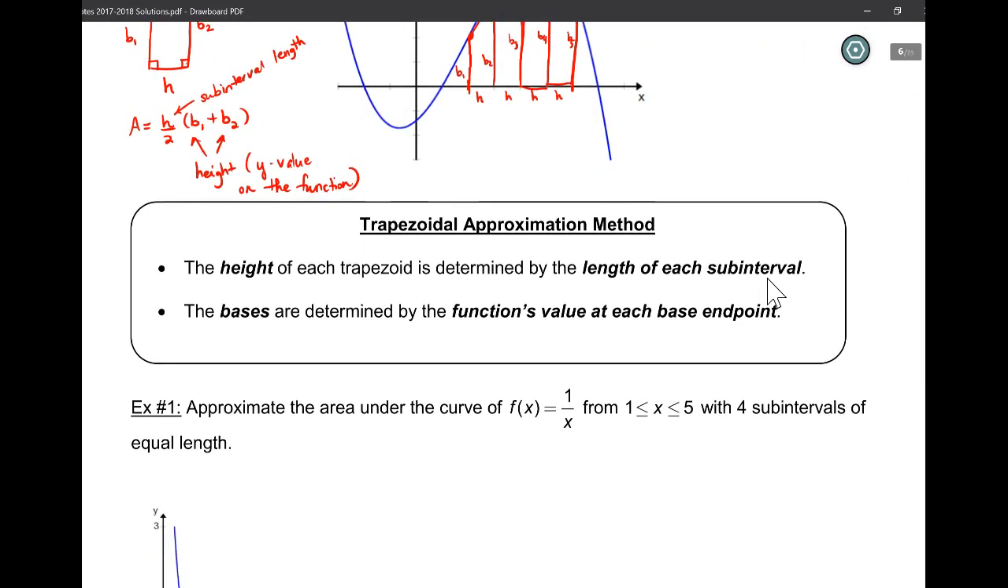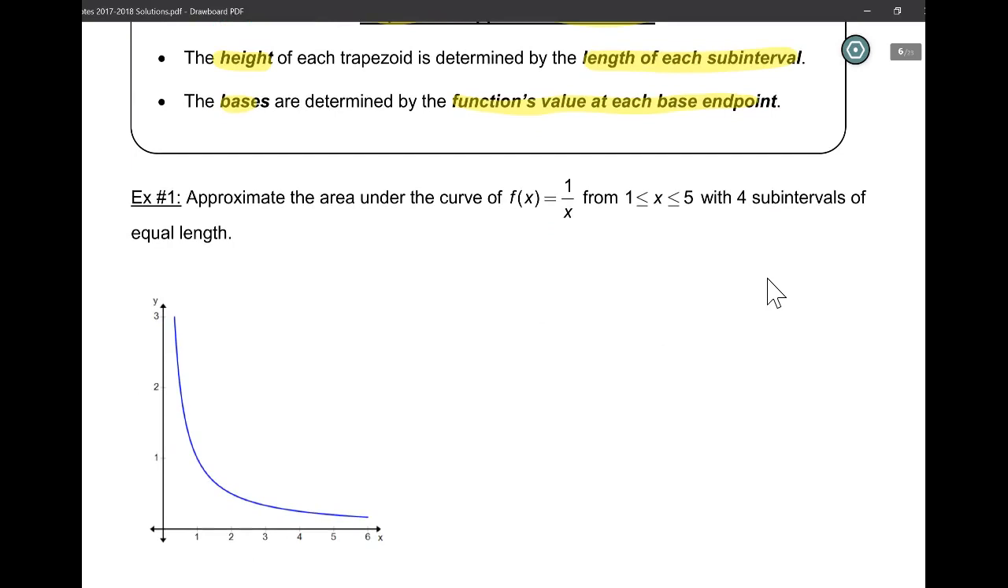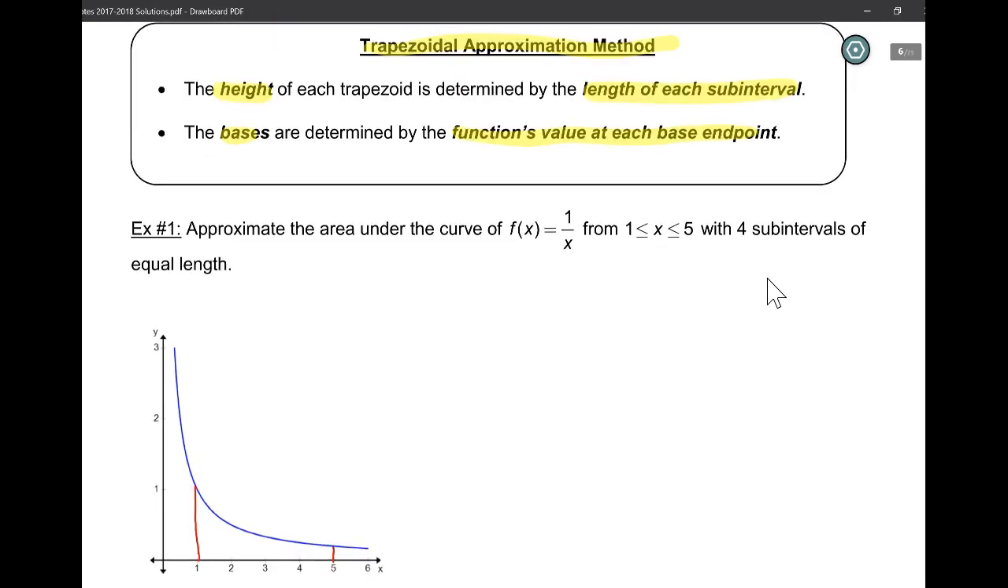Let's look at an example where we're just going to create the different trapezoids first. So again, what had I mentioned? The height is the length of each subinterval, and the bases are determined by the function's value. Okay, so we want to approximate the area under the curve f of x equals 1 over x from 1 to 5. So I'm looking at this region here, from 1 to 5 with 4 subintervals of equal length, kind of like what we did last class with the rectangles. So we have 5 minus 1 over 4 subintervals.